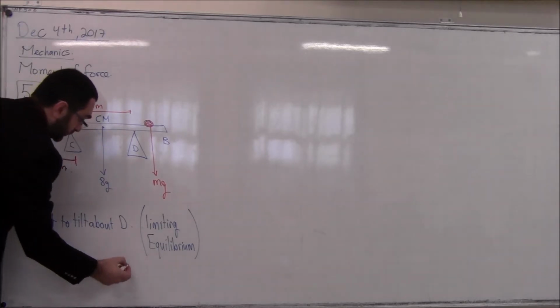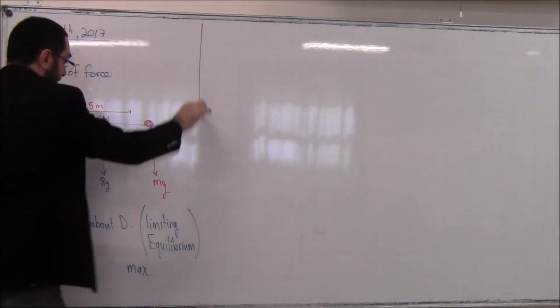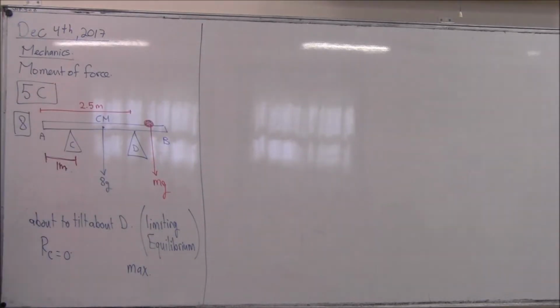Actually, this would be what? The maximum, or the limit of the equilibrium. What are we asked to find? The value of M.